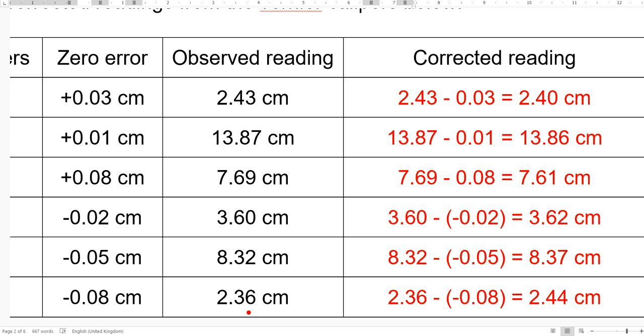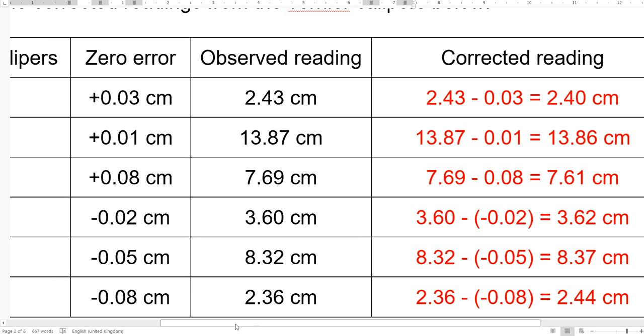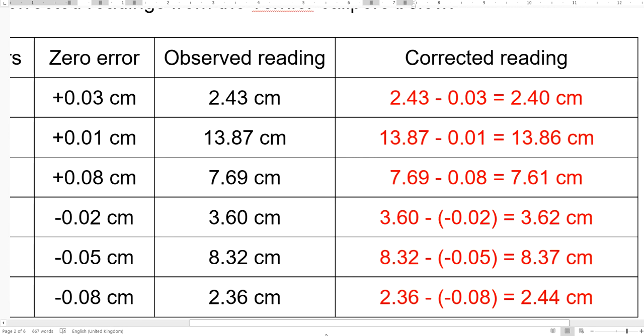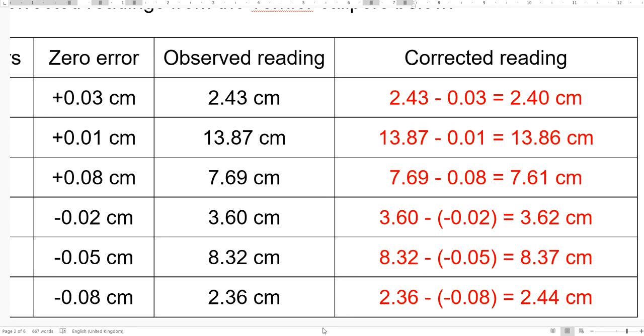The fourth, fifth, and sixth questions, they are all negative, right? Since they are all negative, it means they are negative zero errors. So one way is simply to take 3.60 plus 0.02. You take 8.32 plus 0.05. You take 2.36 plus 0.08. You will get the correct answer.